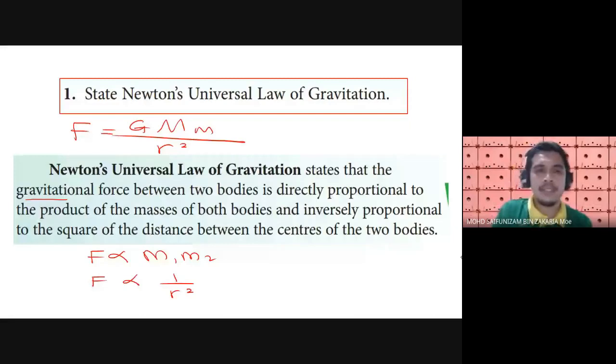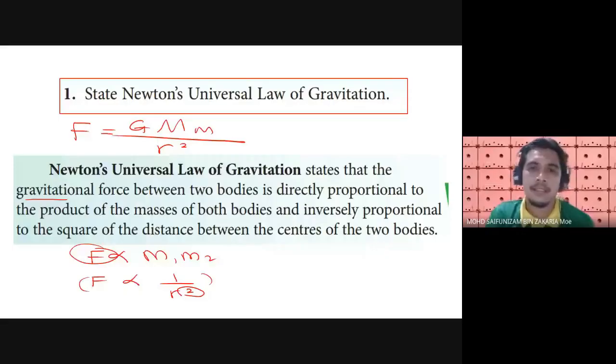Newton's universal law of gravitation states that the gravitational force F between two bodies is directly proportional to the product of the masses of both bodies, and inversely proportional to the square of the distance between the centers of the two bodies. This is how to remember the statement or definition for any physics concept.